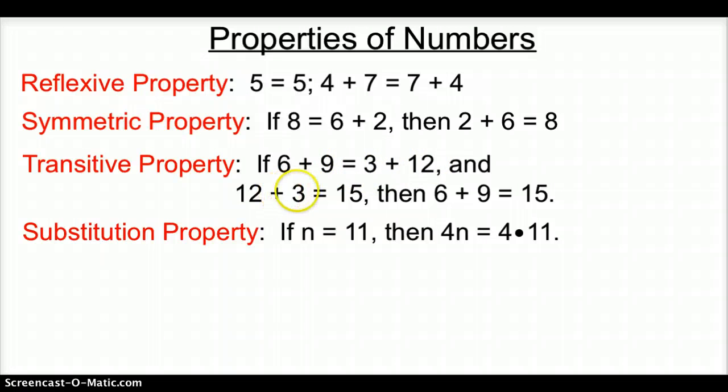And then 12 plus 3 equals 15. Well, since 12 plus 3 equals 6 plus 9, 6 plus 9 better equal 15. And then the substitution property, all you get to do is plug one thing in for another. So if we have n equals 11, then 4n better be the same as 4 times 11, since 11 is the same thing as n.